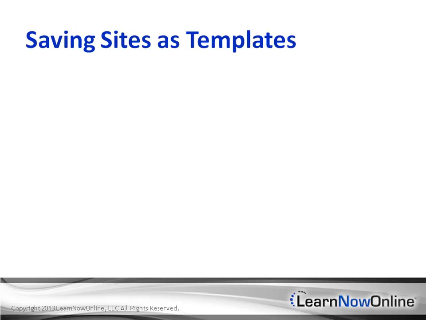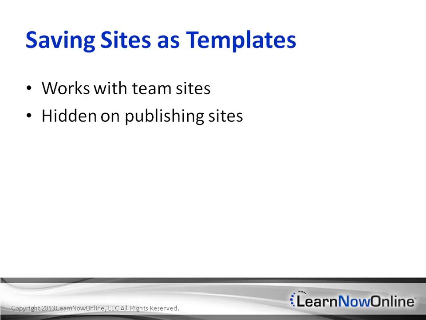So if you're using a team site, you can save a site as a template. If you're using a publishing site, the Save Site as Template link is going to be hidden. However, it is still possible to save the site as a template if you hand craft the URL to get to the Save Site as Template page. In all cases where the Save Site as Template link is hidden, the resulting template is not going to work correctly, and you shouldn't use it within SharePoint itself.